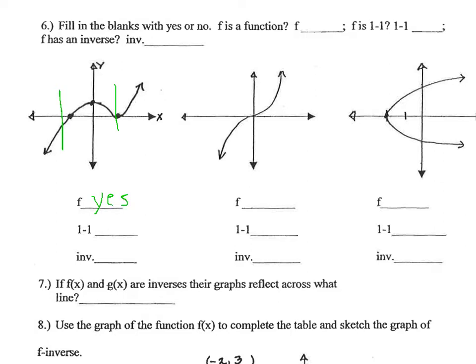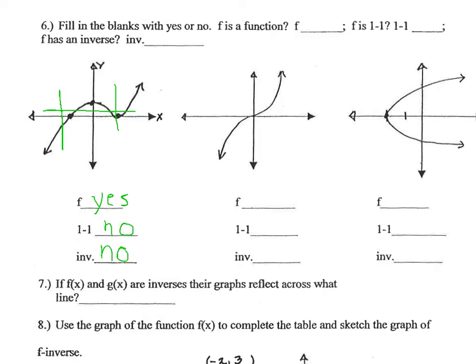If it passes both the vertical and the horizontal line test, it is one-to-one. However, this function does not pass the horizontal line test, so it is not one-to-one. Since the function is not one-to-one and does not pass the horizontal line test, then there is no inverse function.